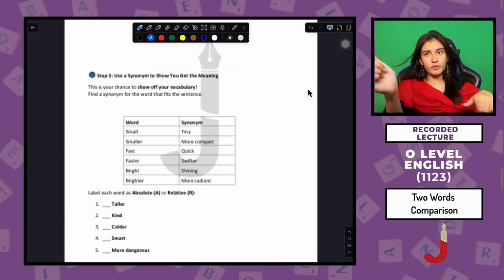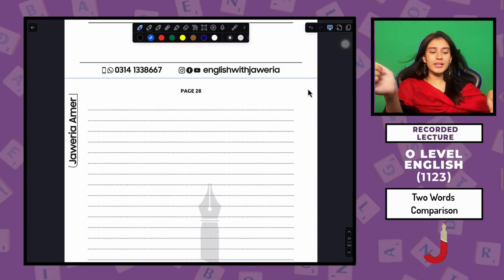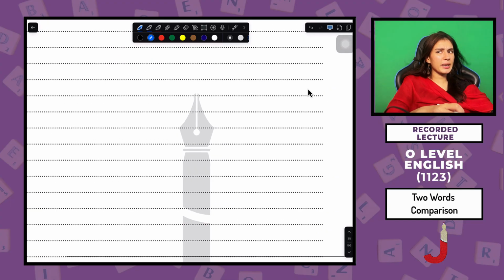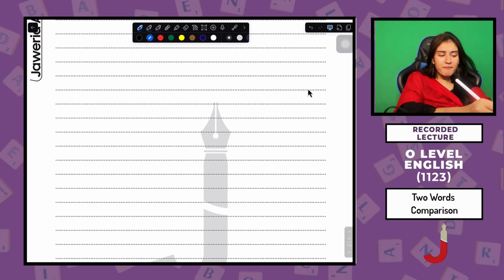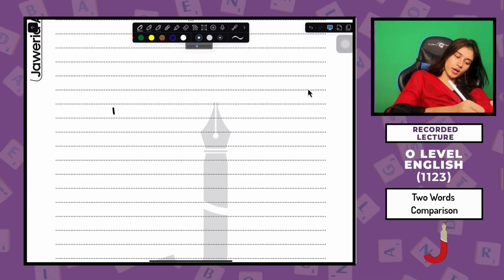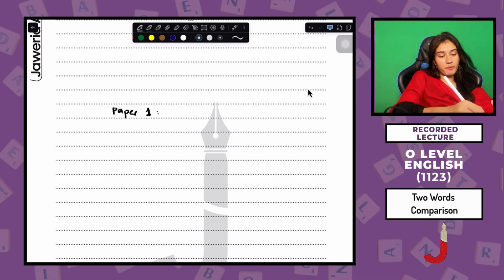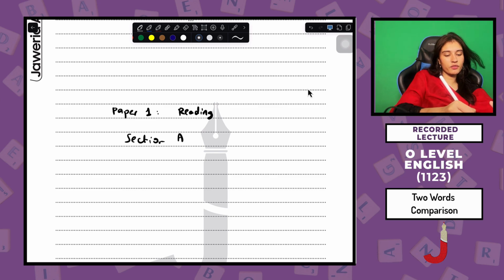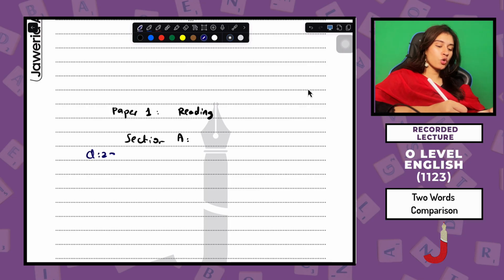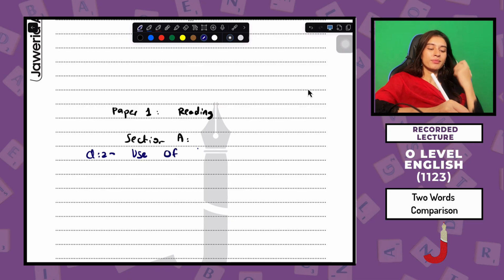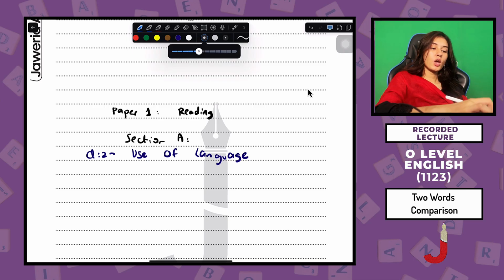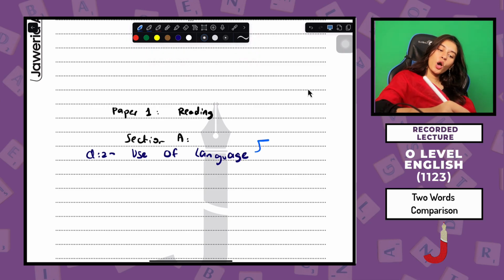Alright, in the last video we were discussing something called the two words comparison part. And what is that a part of? So basically we have been discussing our paper number 1, and inside paper 1 reading we have been doing section A. And when we further divide it, we are currently on question number 2, which is called use of language. So all of our questions have been centered around how good are we at the English language? How good is our grasp on the subject, specifically on vocabulary? And this question was no different.